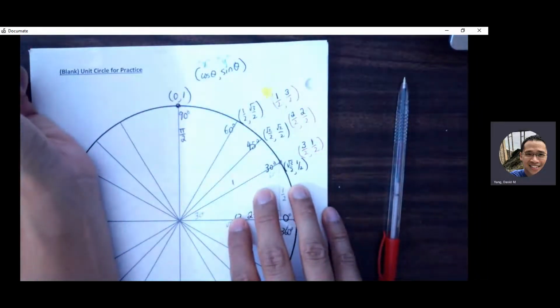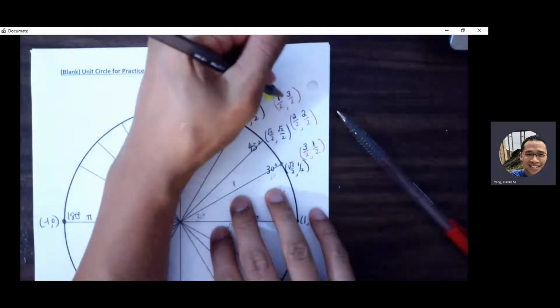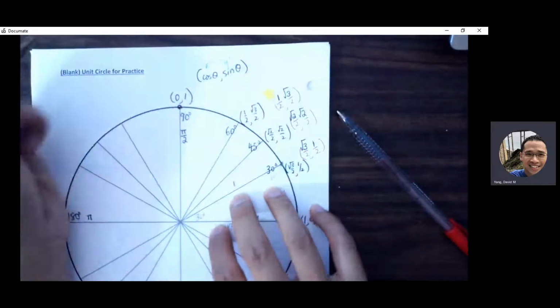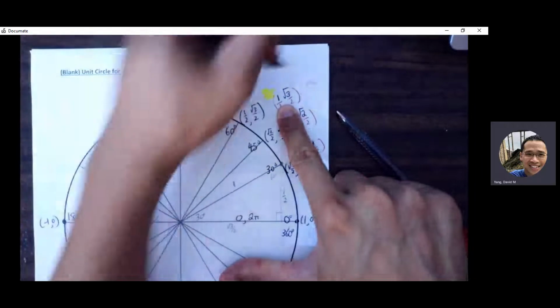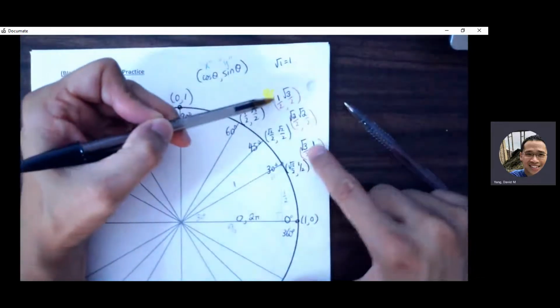All right, next up, you're going to put square roots over all the numerators. So square root of 1, square root of 2, square root of 3, just the numerators. Now square root of 1 is the same thing as 1, so we can drop the square root and leave that alone.